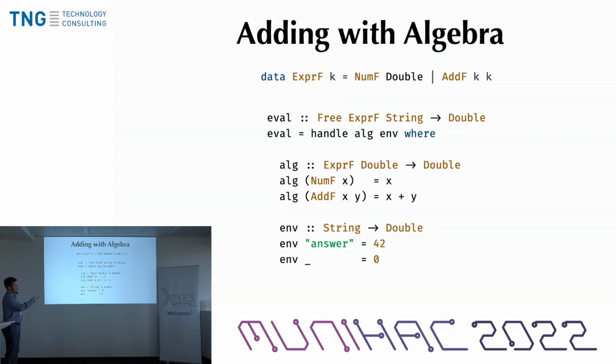And otherwise, you've got some algebra that needs to work out how to deal with numbers and how to deal with addition. So if it's a number, then you just do x. And if it's an addition, you just add things together. And that's all you need to do. And now we've finished defining our evaluation function for addition. Great.